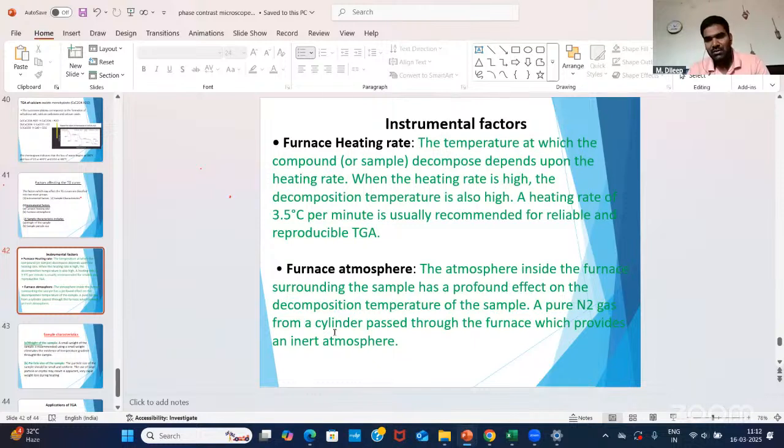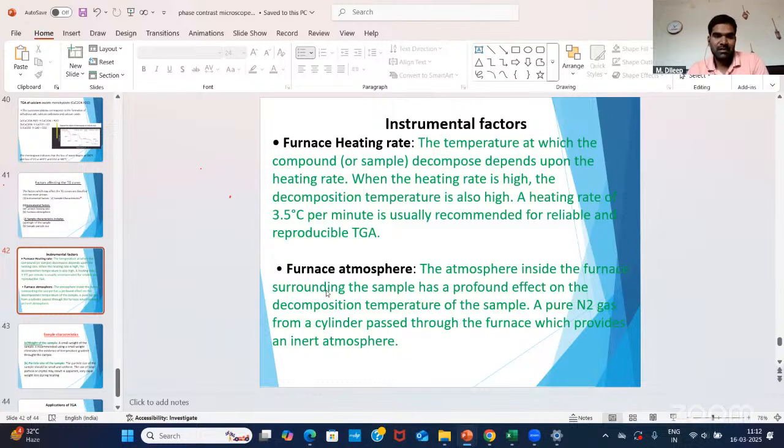Pure nitrogen gas from a cylinder passes through the furnace, which provides an inert atmosphere. So the inert atmosphere is produced through the N2 gas.